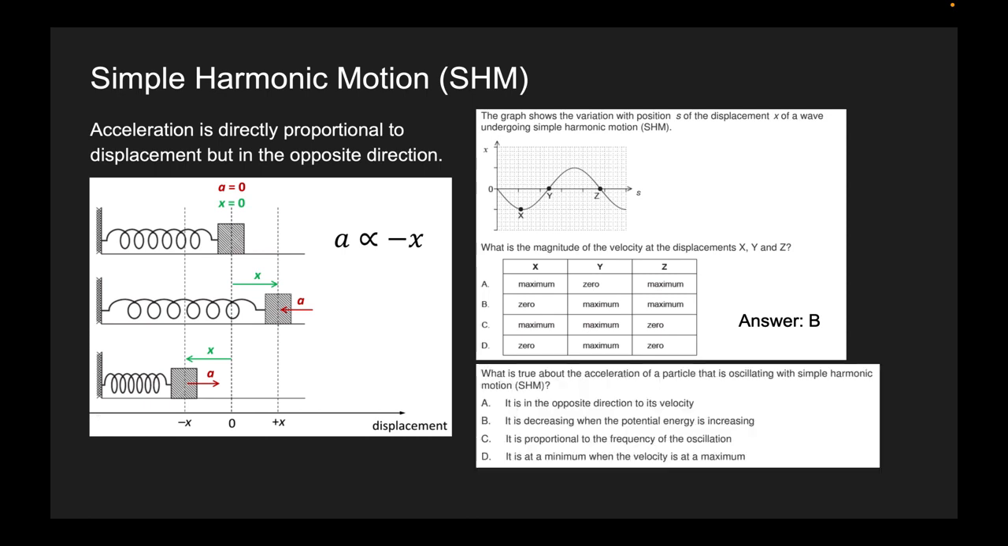The next question says, what is true about the acceleration of a particle that's oscillating with simple harmonic motion? A. It's in the opposite direction to its velocity. B. It's decreasing when the potential energy is increasing. C. It's proportional to the frequency of the oscillation. D. It's at a minimum when the velocity is at a maximum. The correct answer is D, because as we said earlier, when acceleration is 0, velocity is maximum.